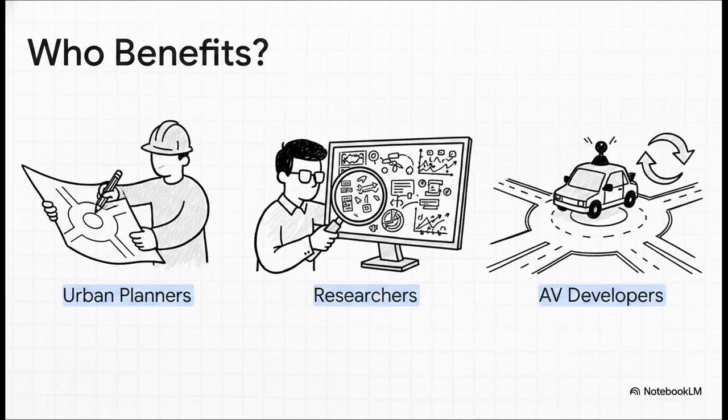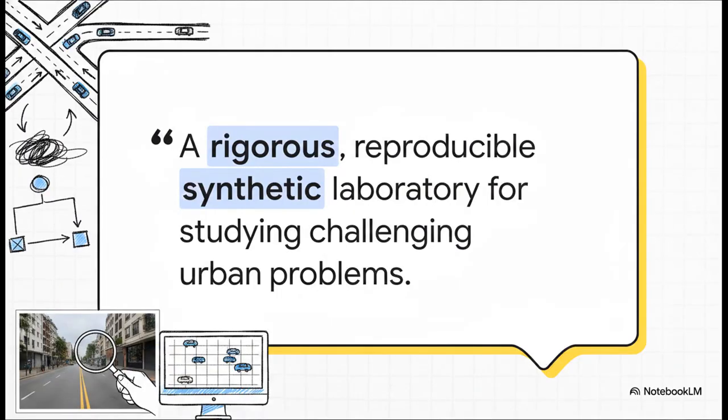And here's a really big one. Developers of autonomous vehicles, self-driving cars, can use these digital twins to train their AI on the world's absolute trickiest intersections, running the simulation millions and millions of times until the car gets it right. You know, the source material really nails it, calling this a rigorous, reproducible synthetic laboratory. And that's the key right there. It's a way to apply real scientific precision to the messy, super complicated problems we face in urban life. It turns a single confusing sign into a source of genuine clarity.